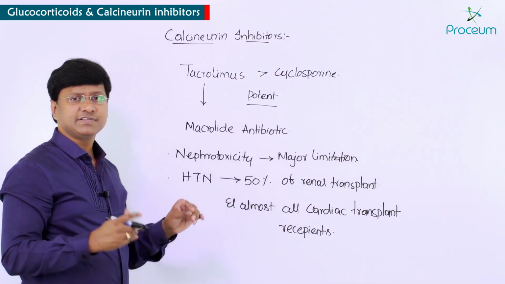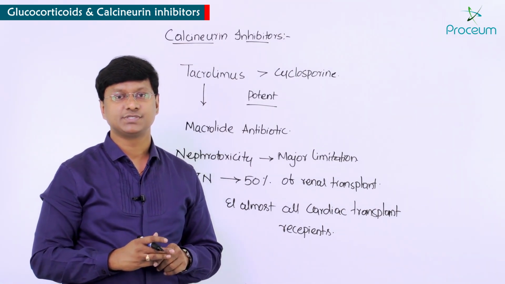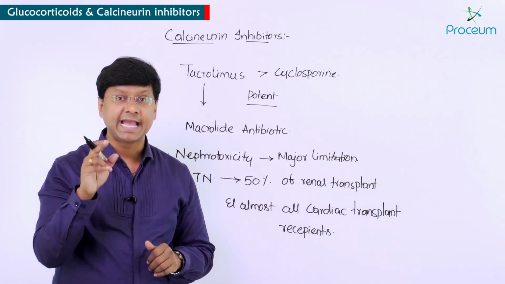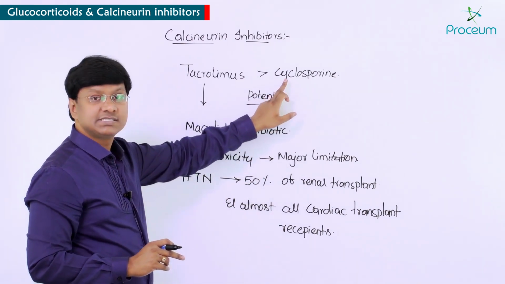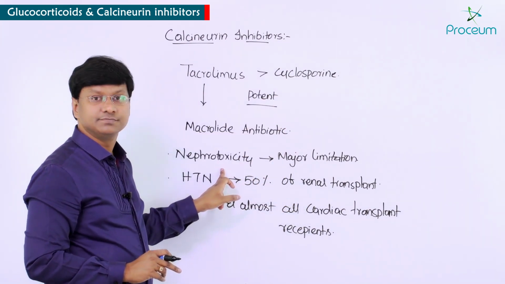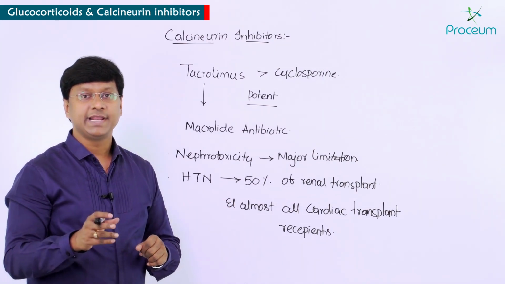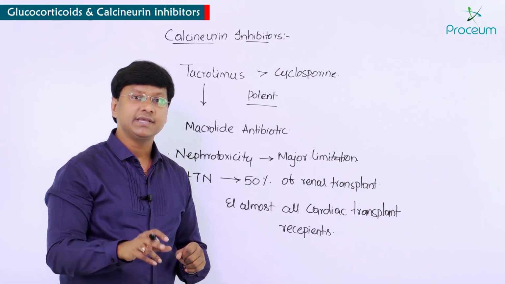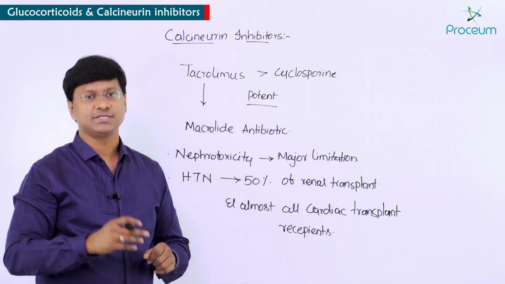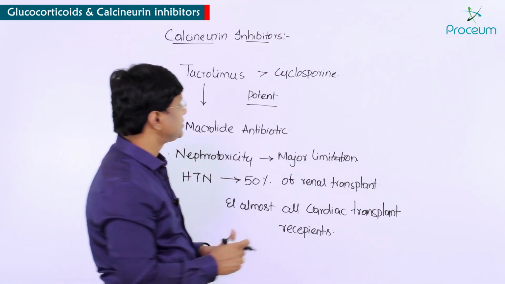Next, we have a drug called sirolimus. Sirolimus will aggravate the cyclosporin-induced renal dysfunction, whereas cyclosporin increases the sirolimus-induced hyperlipidemia as well as myelosuppression. So both of these drugs have a drug-drug interaction.